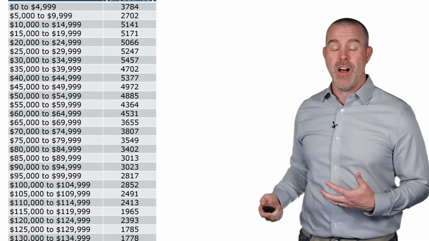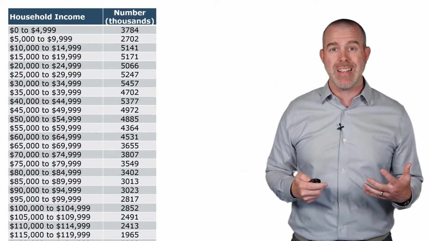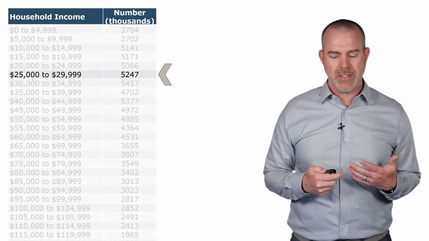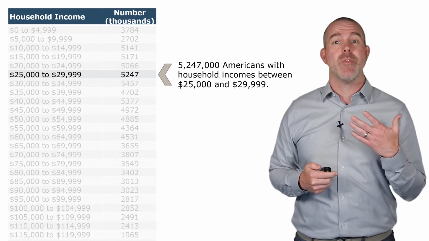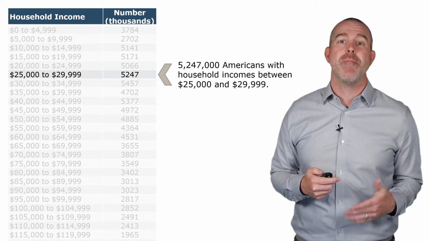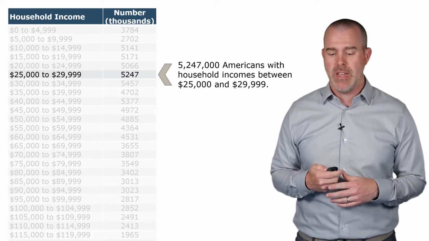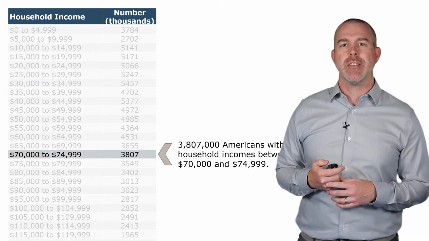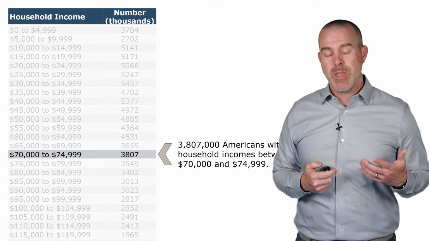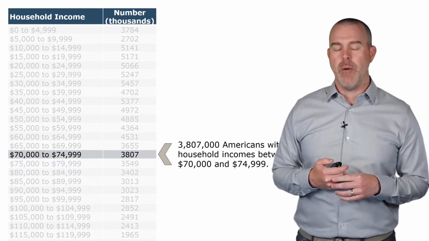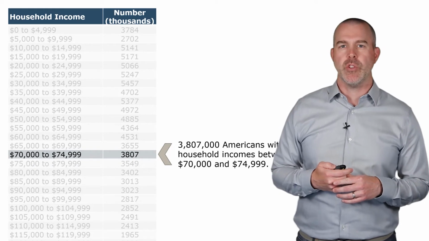If we look at these in table form, it's this long table with all these different classes. If we want to dive in on one, 25,000 to 29,999, it means there's 5,247,000 households. If we scroll down, look at another one between 70 and 74,999. There's 3,807,000 households there with incomes between those two.